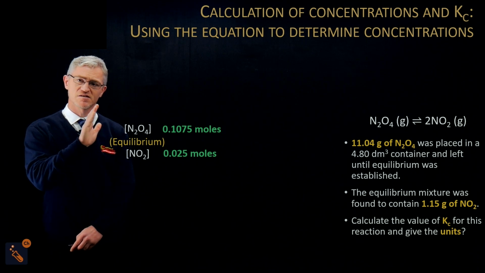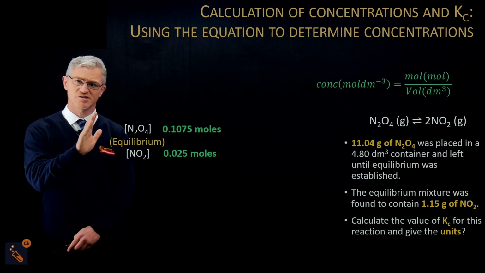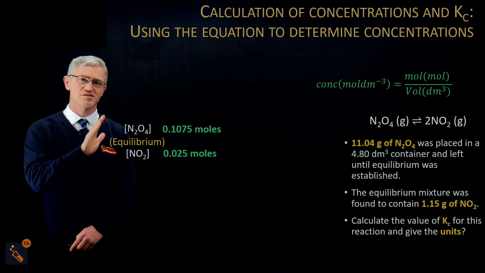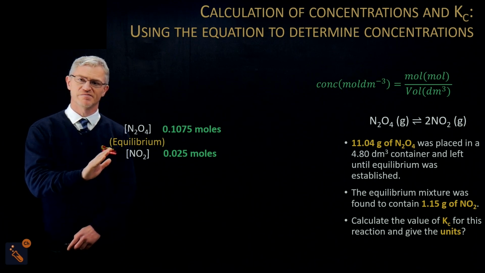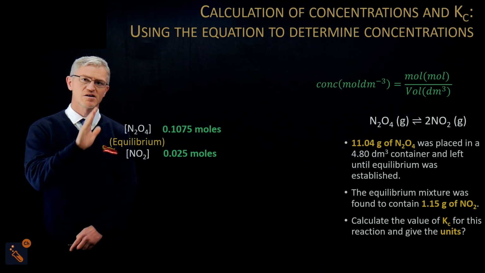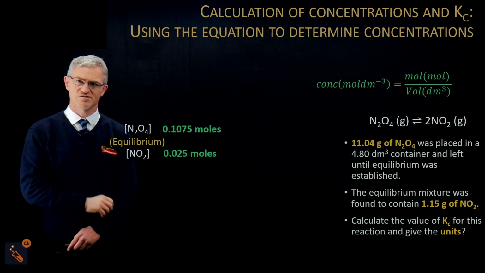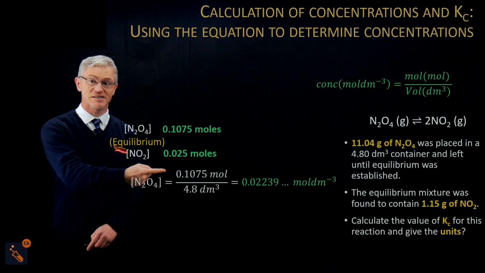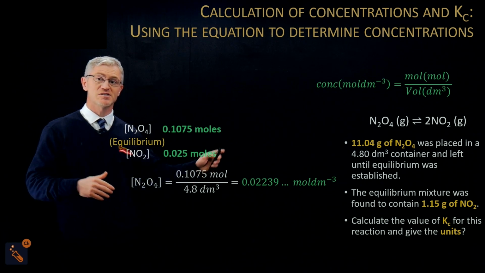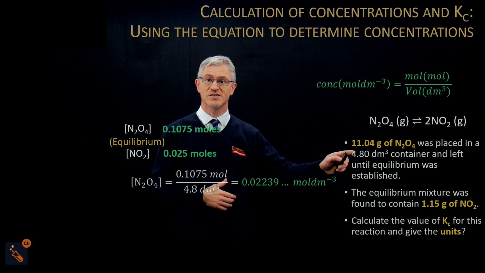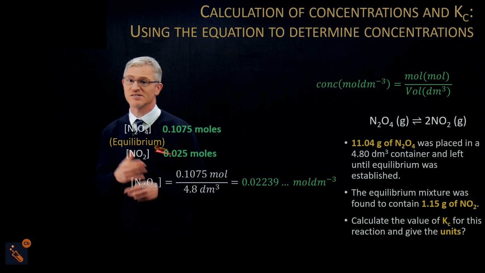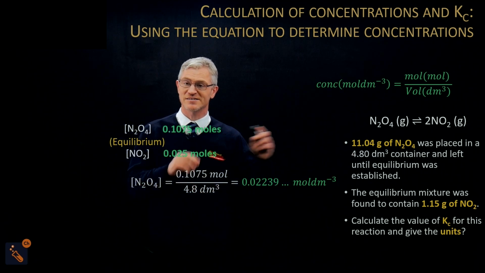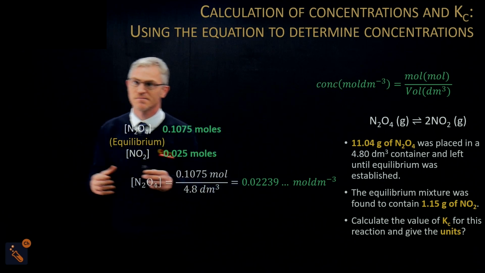Now we need to convert those values into concentrations. So you do that using concentration equals moles divided by volume. That's derived from moles equals volume times concentration. Now, we just put them in there. So there's your moles, there's your volume, and your volume is taken from the question here, 4.8 decimeter cubed container. Now, you can do that because it's all gases and gases just fill the container.